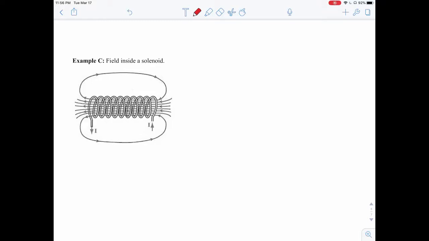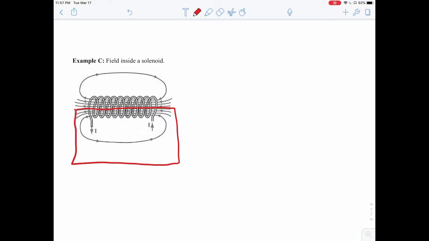So we want to find the magnetic field due to the solenoid, and that's inside the solenoid. I can't draw a circle here and have it be symmetric for the solenoid and make any sense. So in this case, your Amperian path is going to be a rectangle.